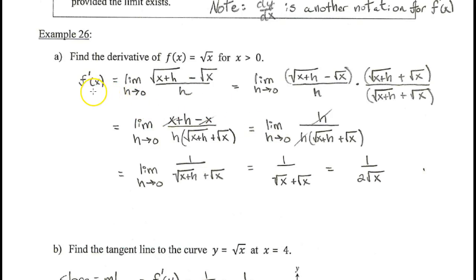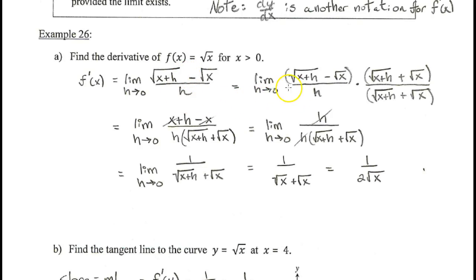So remember, f prime of x is the limit as h approaches 0 of f of x plus h minus f of x over h. So f of x plus h means take x plus h, stick it in for x. So it's the square root of x plus h minus the square root of x, f of x, all over h. So we have to be able to simplify this to get an h in the numerator to cancel out with an h in the denominator, and we're nowhere near that right now.